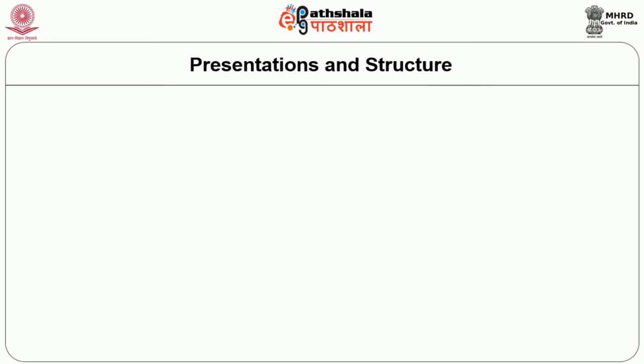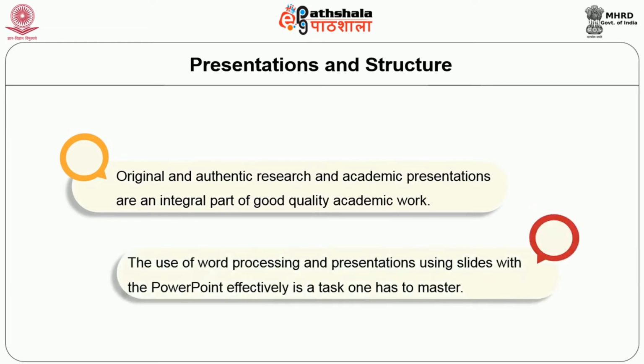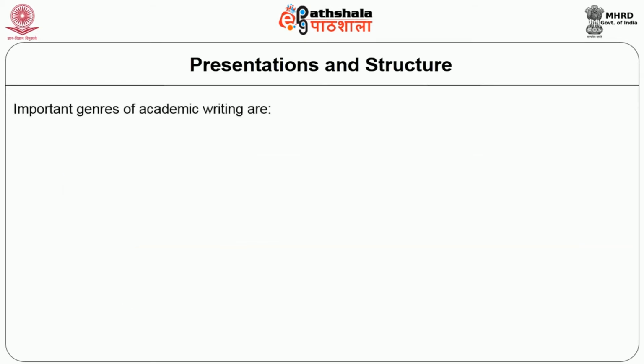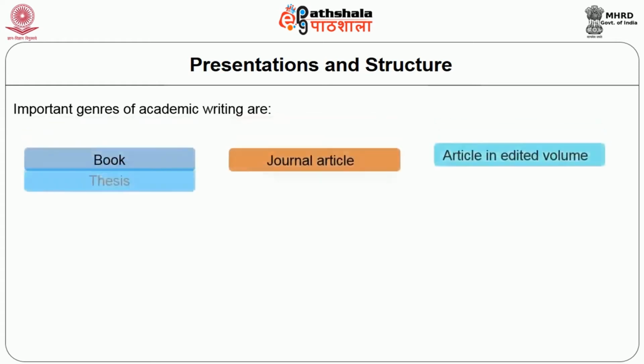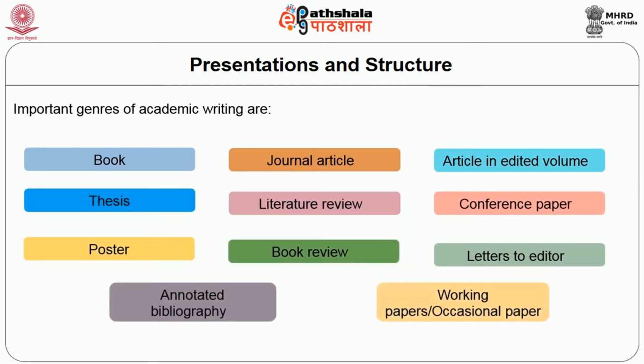Now coming to the presentations and structure. Original and authentic research and academic presentations are an integral part of good quality academic work. The use of word processing and the presentation using slides with the PowerPoint effectively is a task one has to master. So the important genres of academic writing are books, journal articles, articles in edited volumes, a thesis or dissertation, a literature review, a conference paper, posters, book reviews, letters to editors, annotated bibliography, and the last but not the least are working papers and occasional papers.